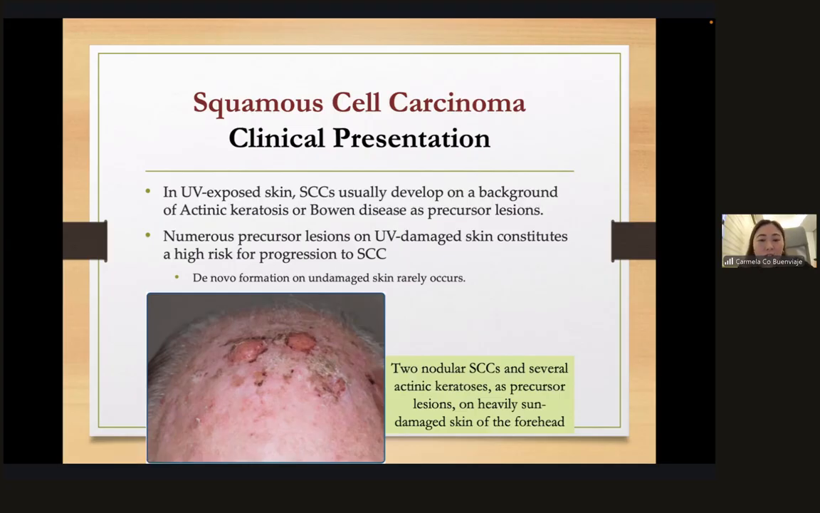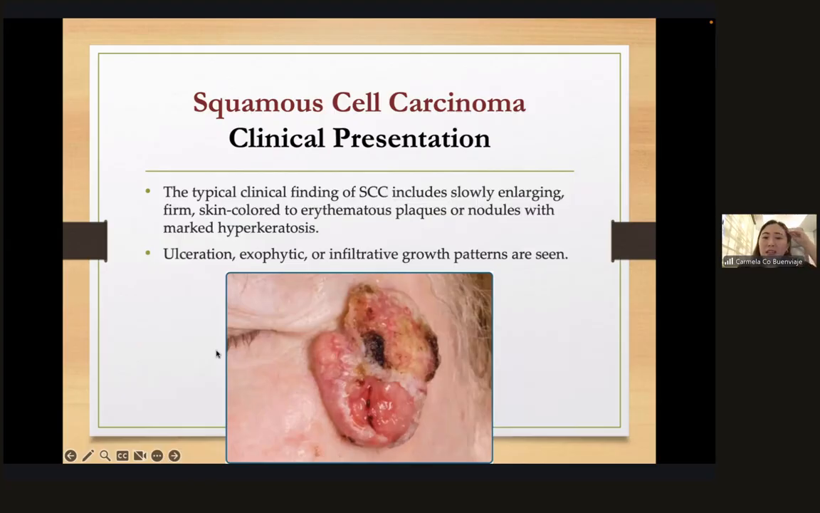So it rarely occurs that there's normal skin, then suddenly there's an SCC. That's rare. Usually it's already UV-damaged skin that could already have some actinic keratosis or Bowen's disease that will progress to SCC. So here in this picture, there are two nodular SCCs and several actinic keratosis, which are the precursor lesions for this patient. All these lesions, the SCCs and the actinic keratosis, are on heavily sun-damaged skin of the patient's forehead. So the typical finding of SCC includes slowly enlarging, firm, skin-colored to erythematous plaques or nodules with marked hyperkeratosis. Ulceration, exophytic, or infiltrative growth patterns are seen.